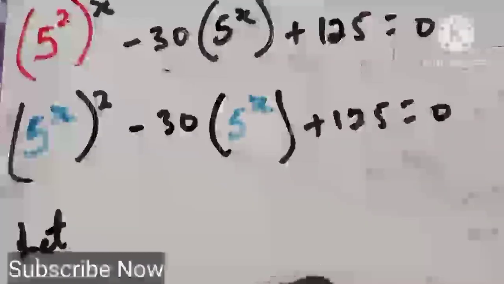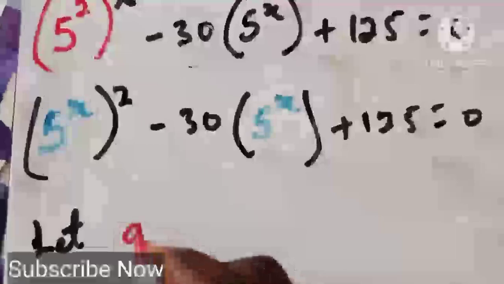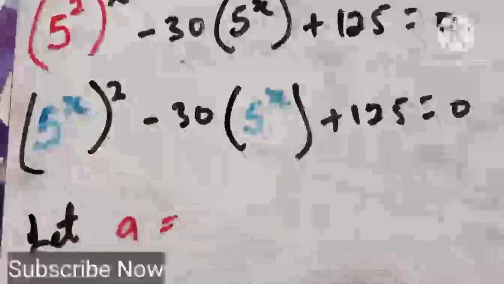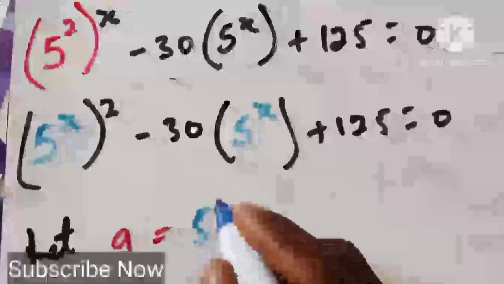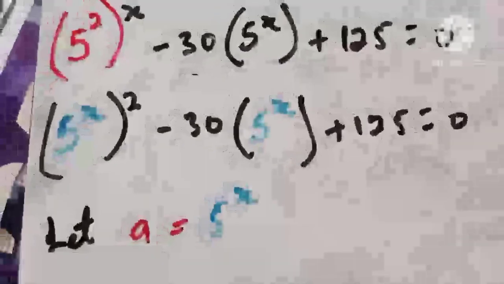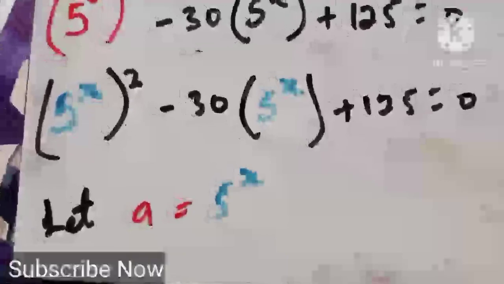So we can say let a, so let's use a. So let a equal to the one here, right? So a is going to be equal to 5 exponent x. So we are just going to replace the 5 exponent x by a. That is all that we are going to do, so that we can see our quadratic equation, right? So here, whatever you see the 5 exponent x, let's put a there.